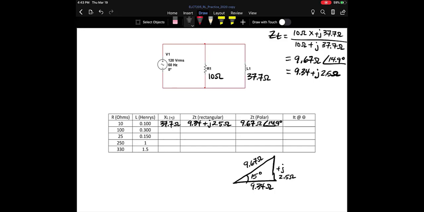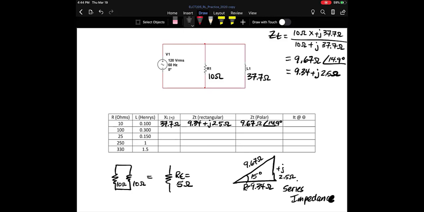So yes, we can draw an impedance triangle, but it is really saying what the equivalent impedance is as if it was series. If you think about two 10 ohm resistors in parallel, we know their equivalent series resistance is R equivalent equals 5 ohms. It's the same idea when you draw an impedance triangle for a parallel circuit: it is the equivalent series impedance. If you connected a 9.34 ohm resistor in series with an inductor that gave you 2.5 ohms of opposition, you would end up with the equivalent impedance we see here.